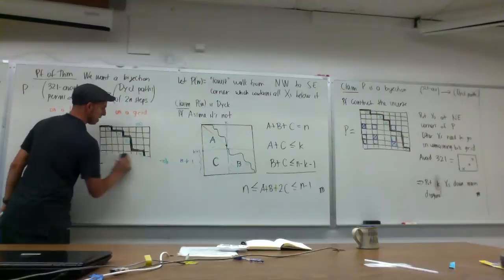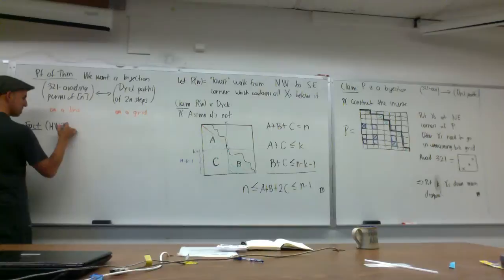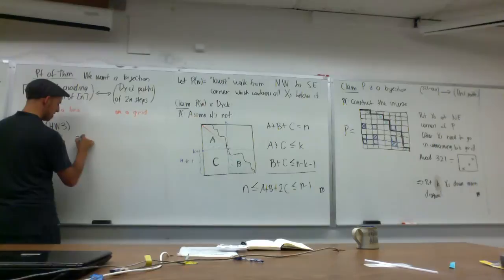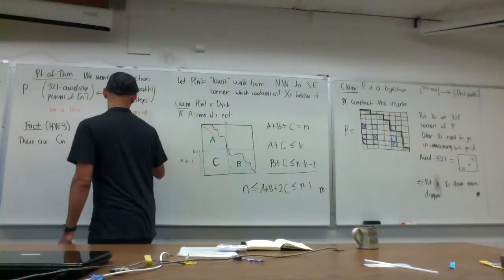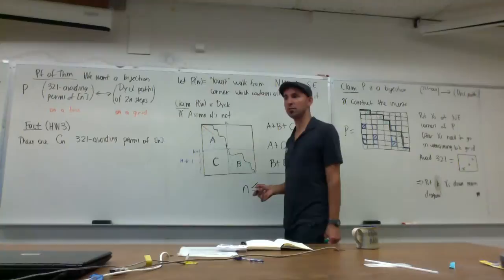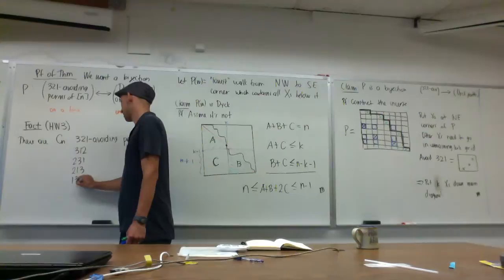Let me just state a fact. And this is going to be in your following homework. We're going to prove this. So we just proved that there are C_n 3, 2, 1 avoiding permutations of n. But you might ask, what's so interesting about 3, 2, 1? Why don't I choose a different permutation? Why don't I choose 3, 1, 2? Or 2, 3, 1? Or 2, 1, 3? Or 1, 3, 2? Or 1, 2, 3? There's six enumerative problems.